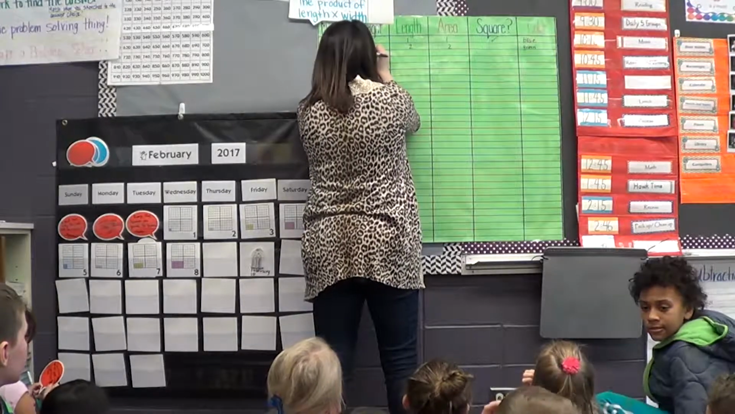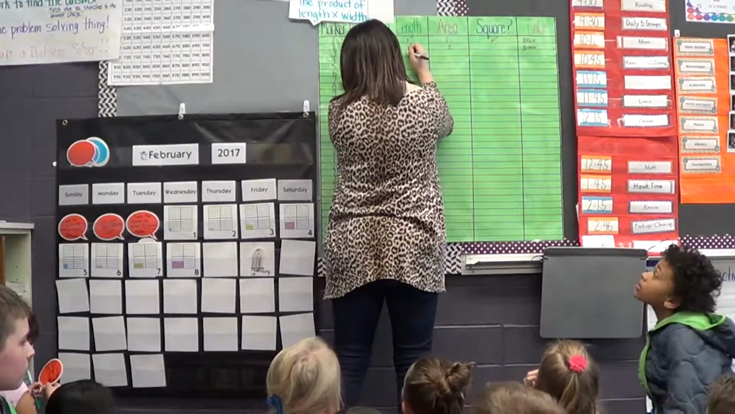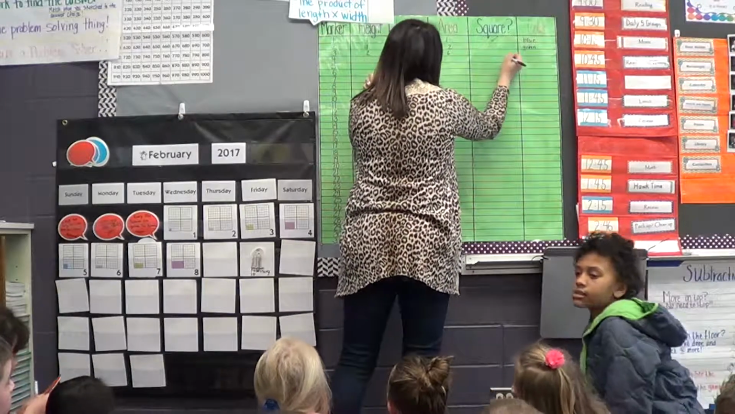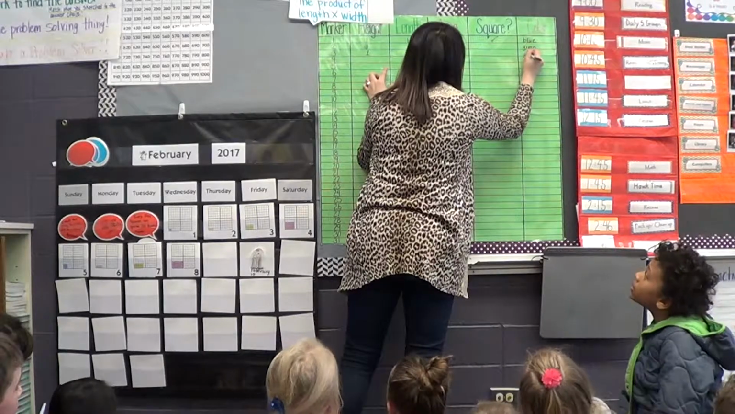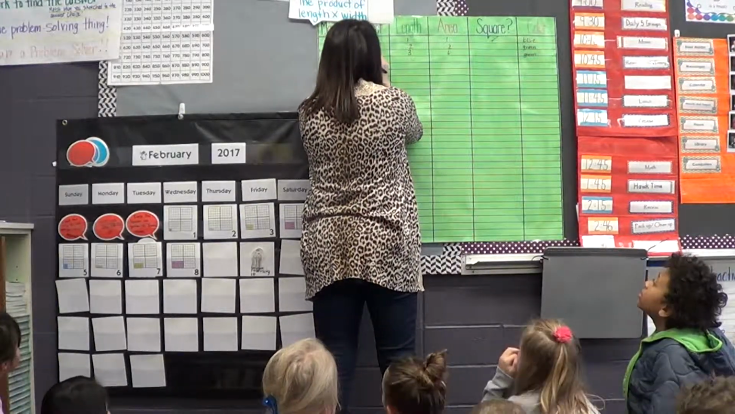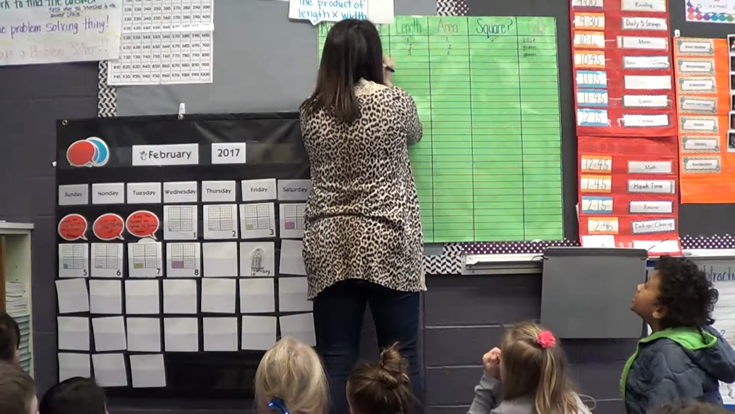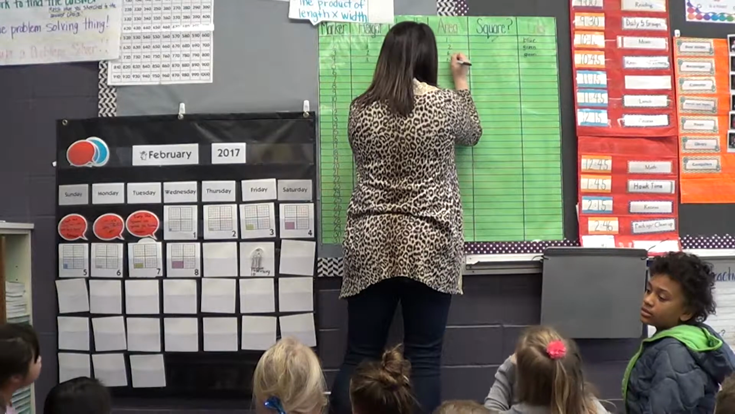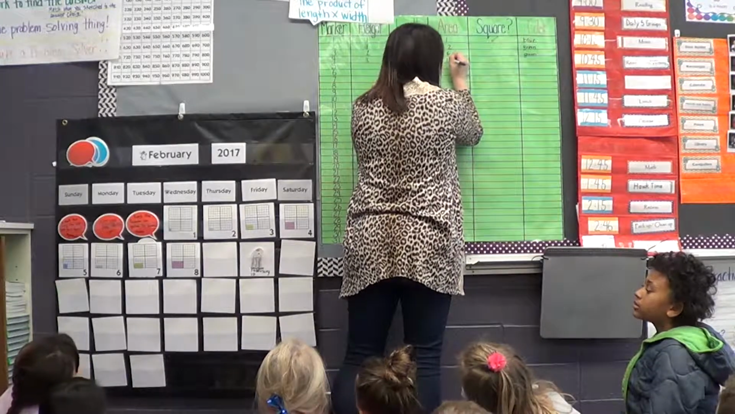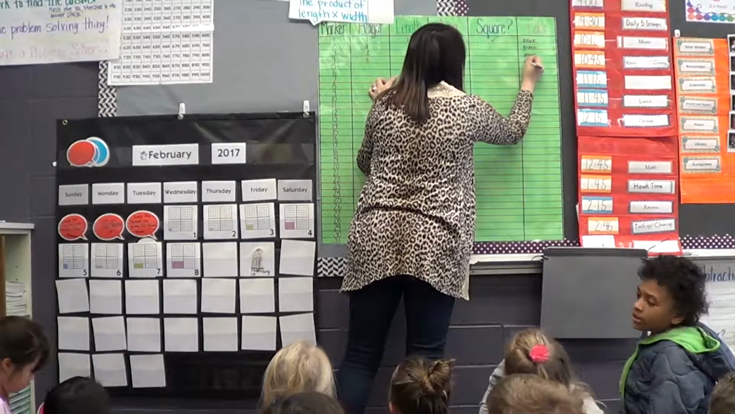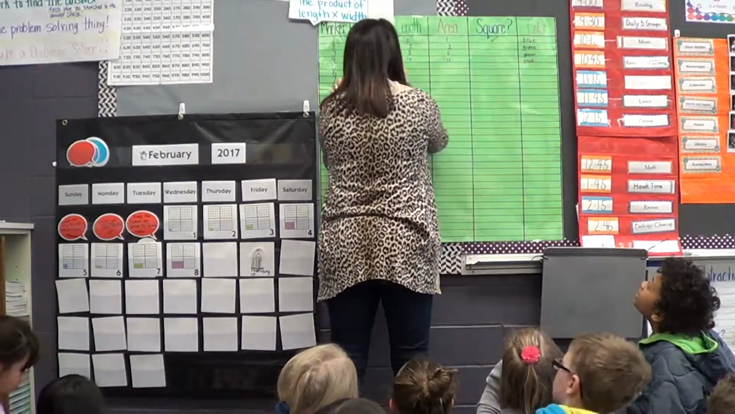The height is 2. The length is 3. And the area is 6. Is it a square? No. Color? Green. All right, how about number 4? What's the height? 3. And the length? 4. And the area? 12. Good. Is it a square? No. What color is it? Pink.